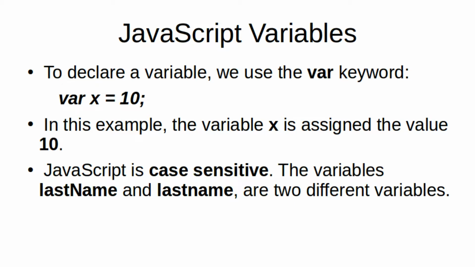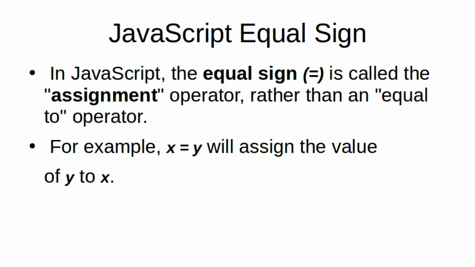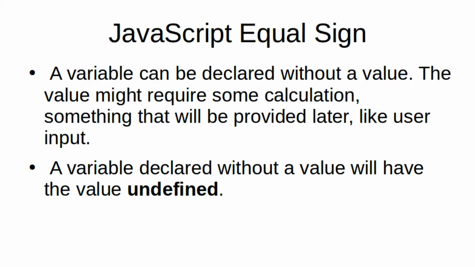JavaScript is case sensitive. The variables lastName and LastName are two different variables. In JavaScript, the equal sign is called the assignment operator rather than an equal to operator. For example, x = y, we will assign the value of y to x.